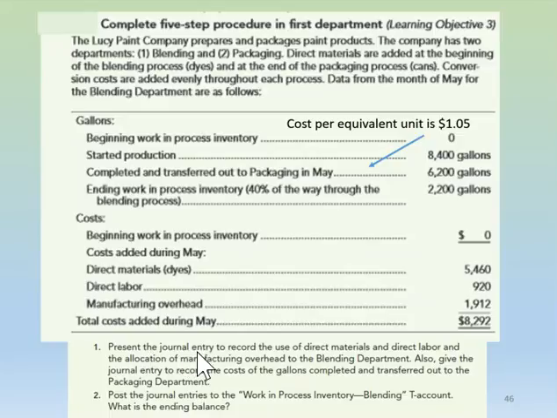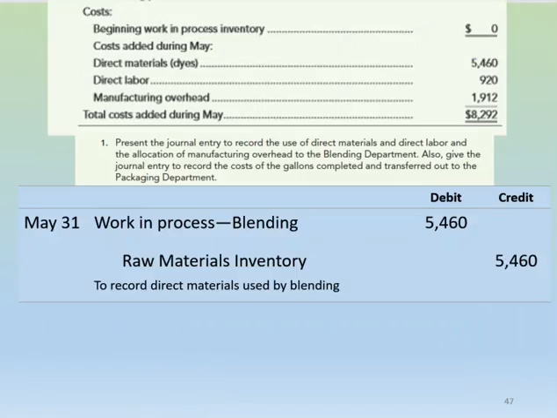So we're asked to do the journal entry to record the use of direct materials, direct labor, and manufacturing overhead. Okay, so we know direct materials were $54,600. So we need to go ahead and do that journal entry. The journal entry would be to credit our raw materials inventory for the $54,600. So we're taking it out of our raw materials inventory, hence the credit to inventory, which is an asset. And we are moving that into work in process in our blending department, hence the debit. So that's an increase to our work in process inventory for $54,600.